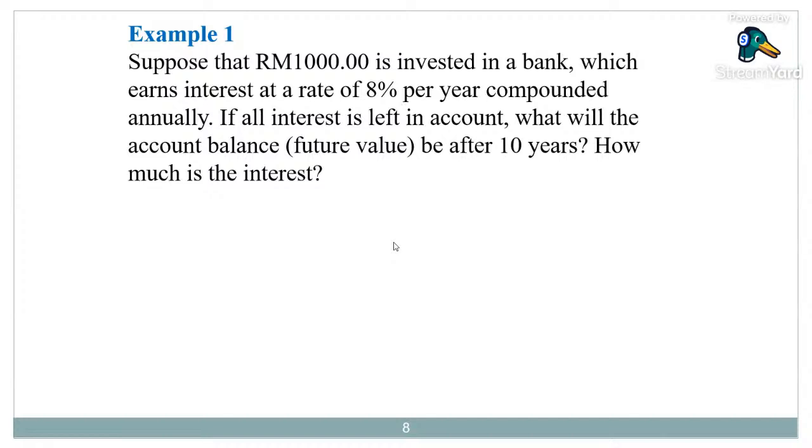So example 1. Suppose that 1,000 is invested in a bank which earns interest at the rate of 8% per year compounded annually. So kita highlight sama-sama important information given here. Yang pertama, 1,000 ni invested in a bank. So this will be our principal at T0 lah, which earn interest at a rate of 8% per year. Okay, biasanya rate ni memang dia akan bagi.